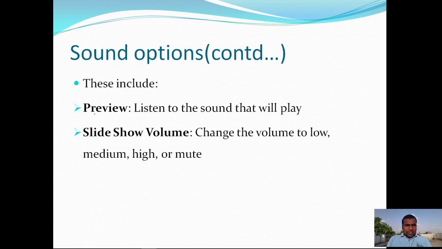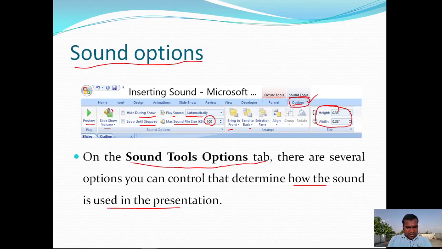So here the options include preview. Preview is used to listen to the sound that will play. Whatever sound file you have chosen, how it is going to play is going to be shown here, so that we listen to the sound in reality. Then slideshow volume. Here we can change the volume to low, medium, high, or we can also mute the sound. That is available here.